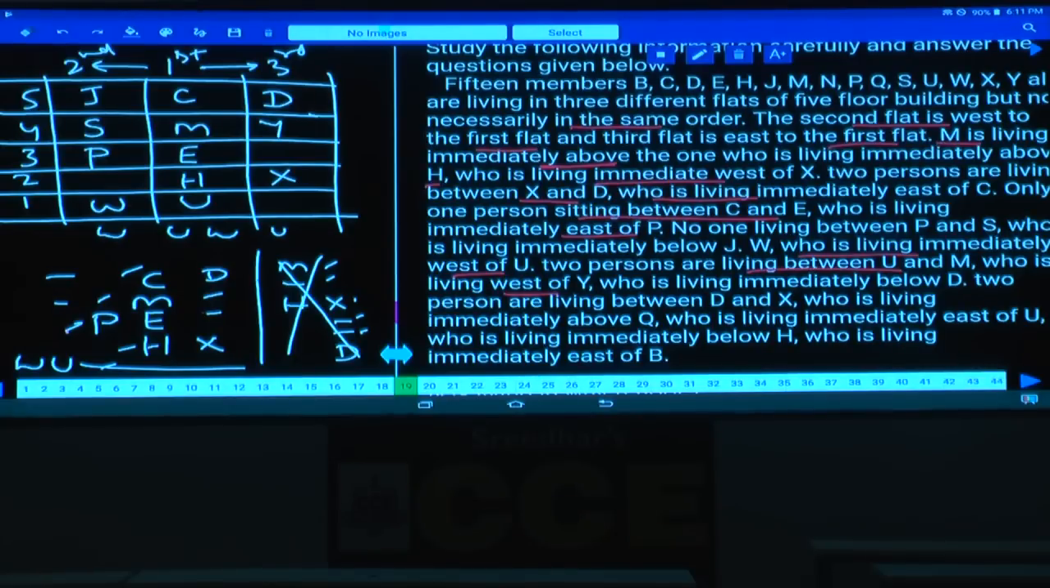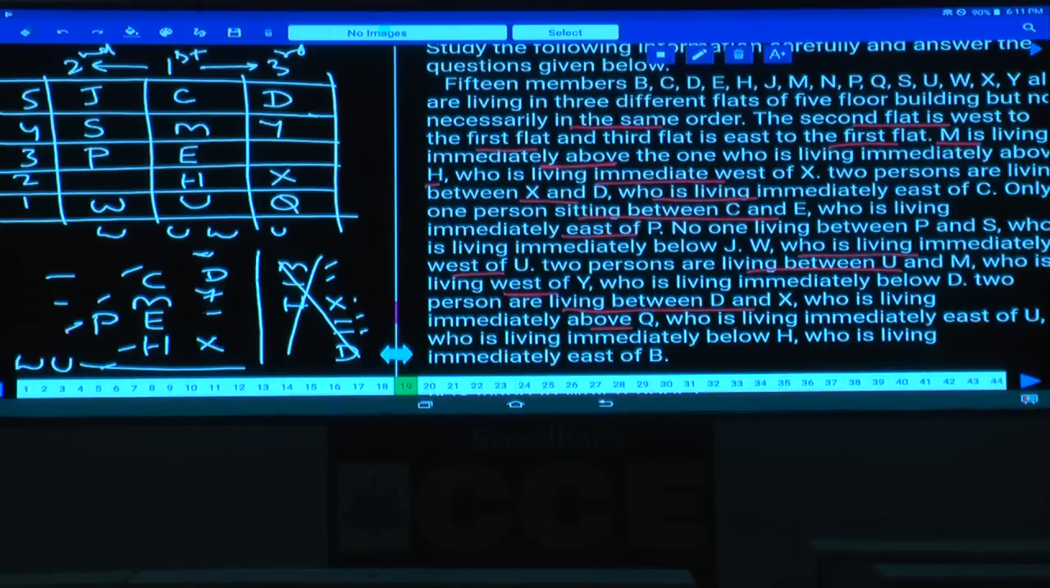Y must be here. Y is living immediately below D, isn't it? Y is living immediately below D, and two persons are living between D and X. This information is not required because we have already taken it. X is living immediately above Q, so Q must be here.